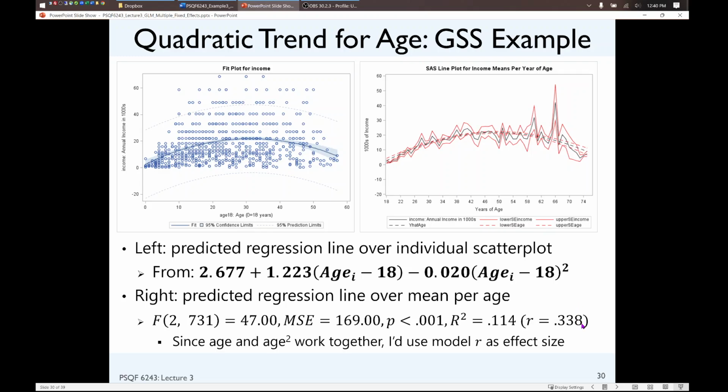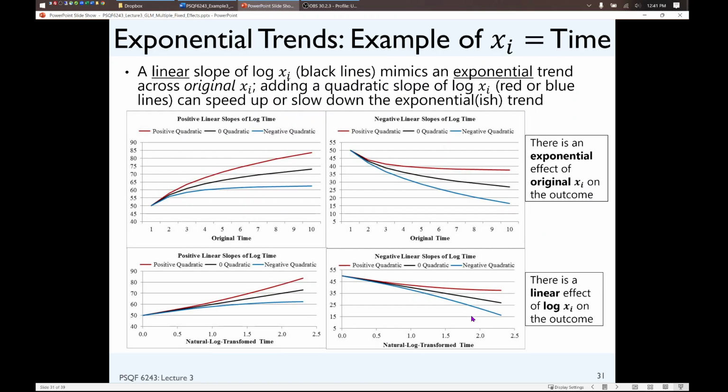And this is what I would report as the model effect size, not for the individual linear and quadratic slopes specifically, because the linear slope is going to change based on your decision about centering, so it's somewhat arbitrary. I would look at the trend or the curvilinear pattern as a whole and compute an R or an R squared for that to give as my effect size.